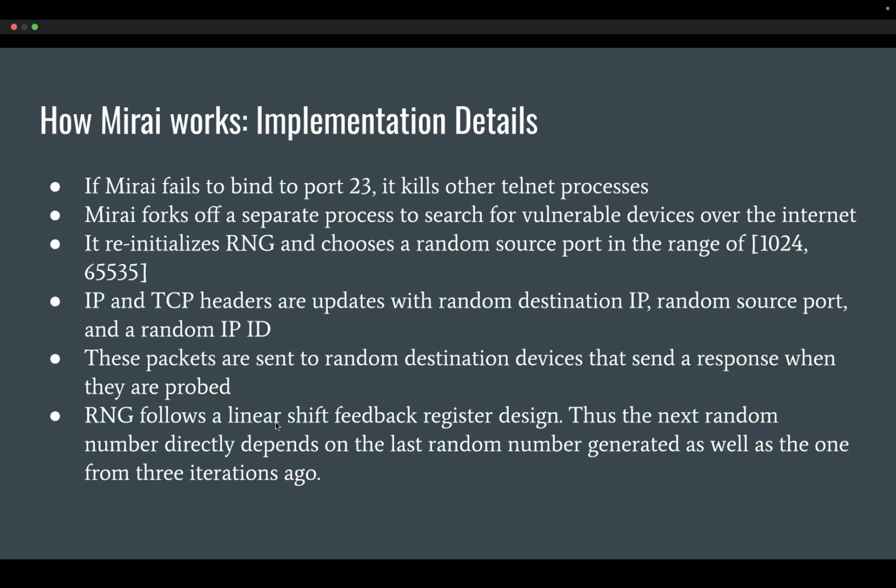Now, one of the important details in creating these random values is the RNG algorithm, and its RNG algorithm follows something called the linear feedback shift register design. Because of this, if you have a random number, then we can predict the previous random numbers and even the next random numbers. This is because the next random number will directly depend on the last random number generated and the one that was 3 iterations ago. So this is an important flaw which we can exploit to detect and prevent Mirai.